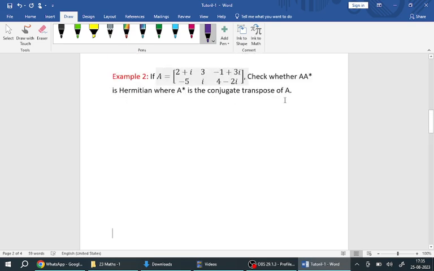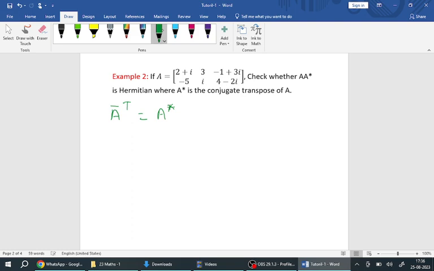what we have to do is prove that A into A star matrix is a Hermitian. We have to check whether it is Hermitian. But what is A star? A star is the conjugate transpose of A, meaning again A bar transpose. So given a matrix A, we have to first write this A bar transpose matrix. I'm taking bar and transpose together, which is actually A star.